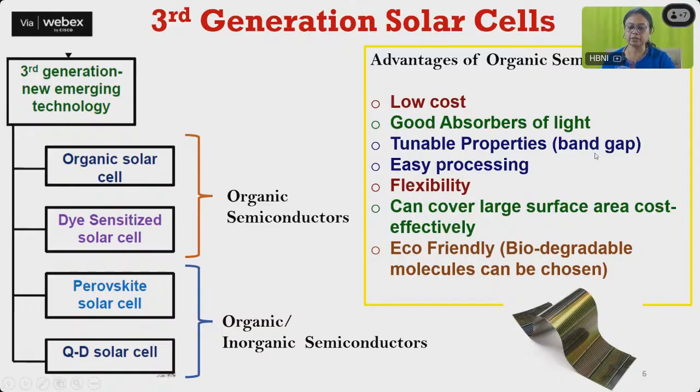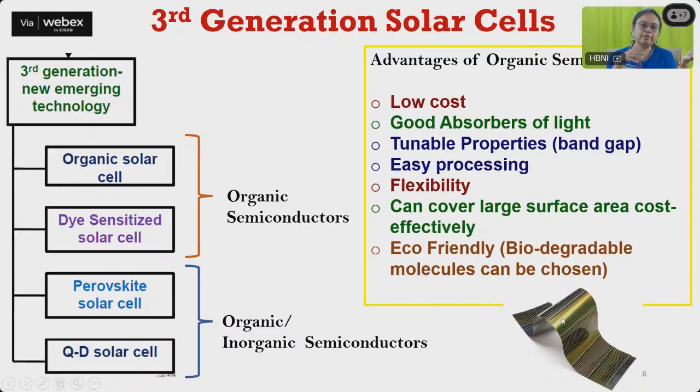So their band gaps are tunable, so they can absorb more and more photons. So more and more electron-hole pairs can be generated, and this will lead to the formation of more current. So efficiency will increase. Then easy processing, because they are organic materials, so they are very easy to deposit in the form of thin films.